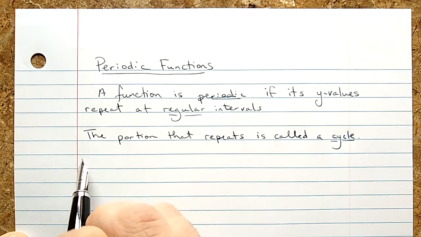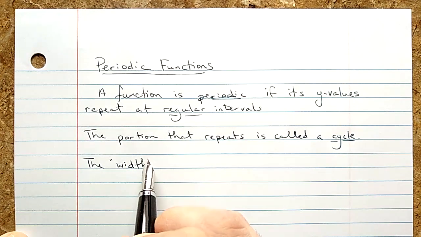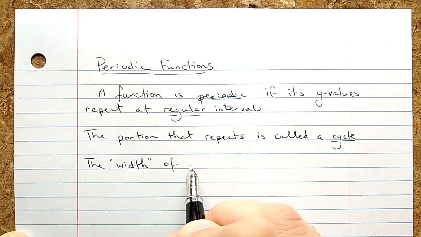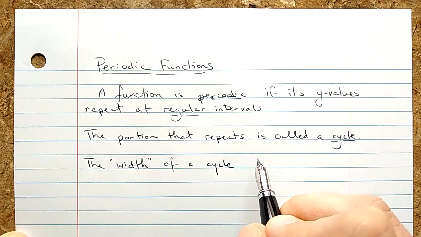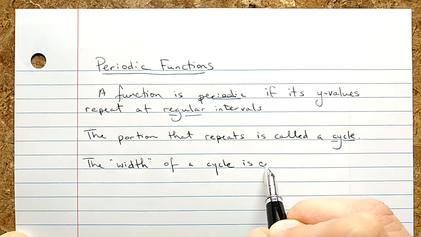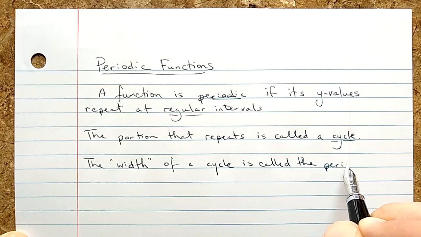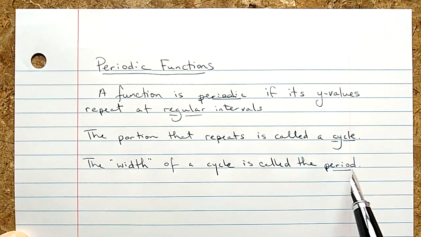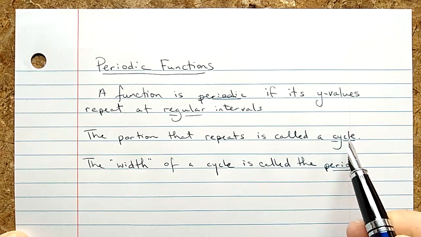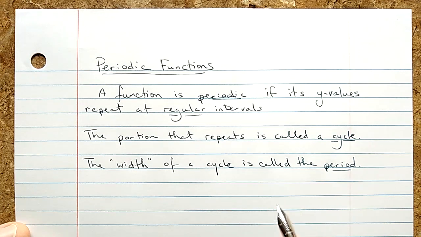And I'm going to call the "width" of a cycle the period. So the period is a number, it's like the width horizontally of the cycle. That is the piece that repeats, and because it has a repeating section, we call it periodic.